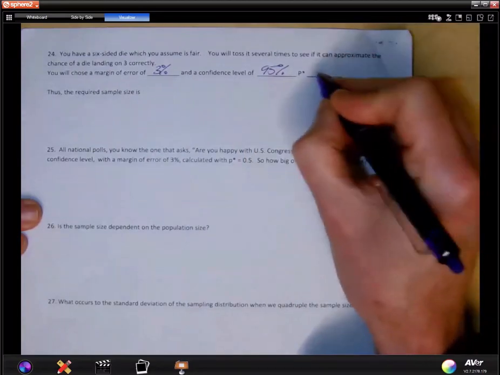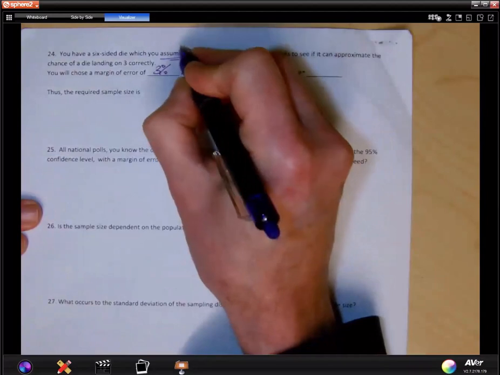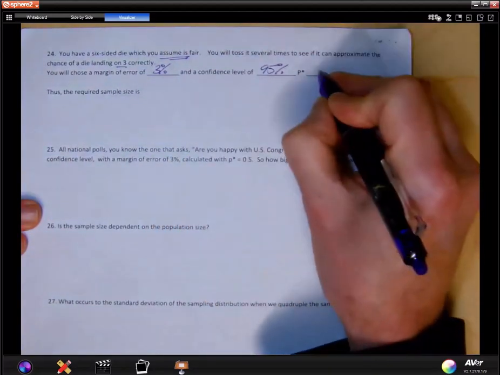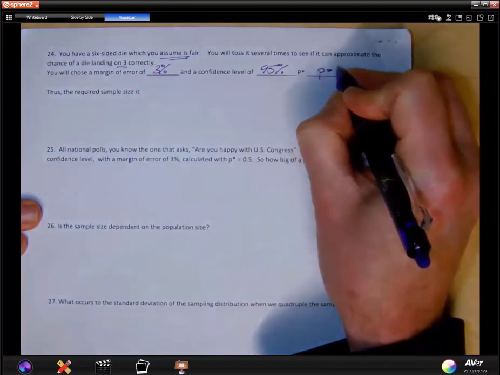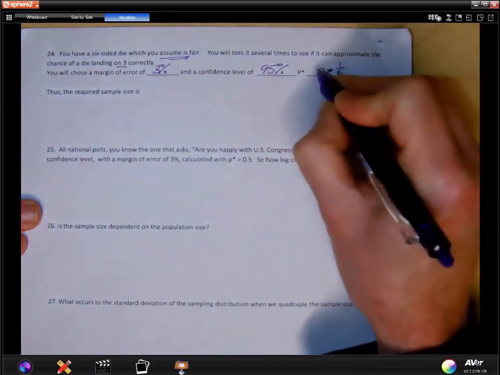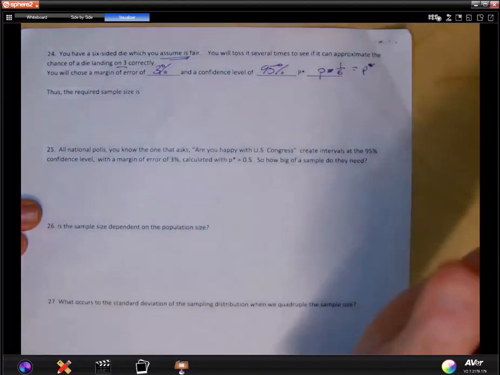And now, what's the p-star value? Well, I know it's a fair die, okay? And what I'm after is the chance of landing on 3, so I realize that the correct value for p is 1/6. So let's just choose that for the moment. I know what this is. So again, this will be my p-star value and see what happens.